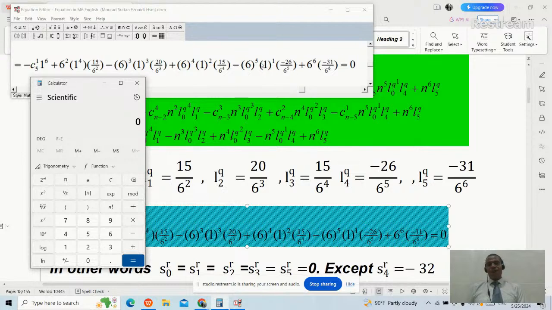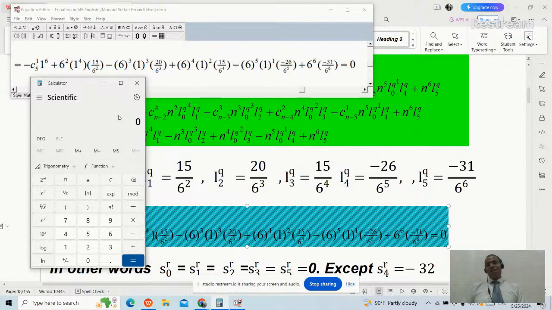Then 6^5 divided by 6^5 cancelled out. 6^4 divided by 6^4 cancelled out. 6 cubed divided by 6 cubed will be cancelled out. So 6 squared divided by 6 squared will be cancelled out, and its value is 1. When you multiply any value by 1, you will get the same value that you started with. Therefore, 1 raised to the power 6, or 4, or 3, or 2, or 1, or 0, you will get 1.